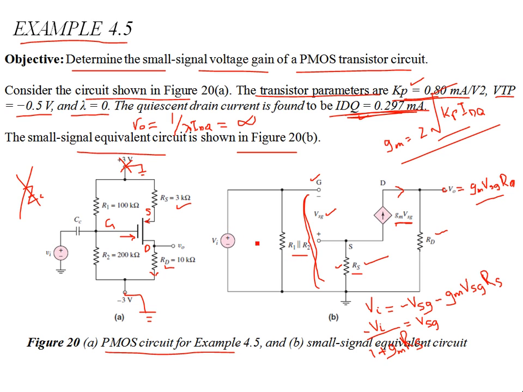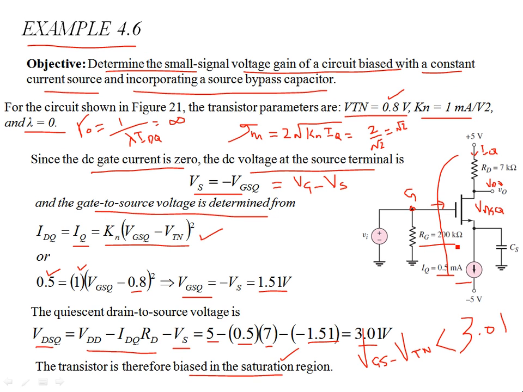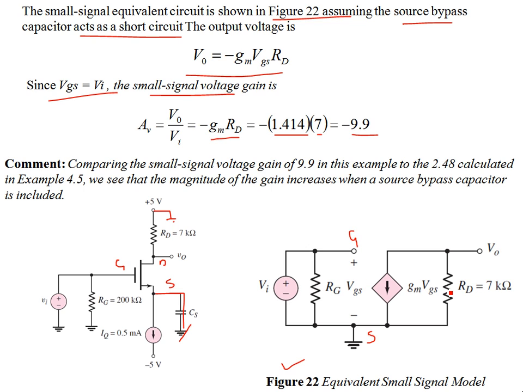Okay, over here, in other circuits it is R1 parallel R2, but in this configuration there are no biasing resistances, so there is only RG. So the voltage gain has improved. Now comparing the small signal voltage gain of 9.9 with the last example, which we calculated as 2.48 in example 4.5, we see that the magnitude of the gain increases when a source bypass capacitor is included. Also the Q point is stabilized. So this is an advantage of including the source capacitor. Okay, and a current source, which is also an NMOS device, is used for biasing of the transistor. Okay, all right, that's all.